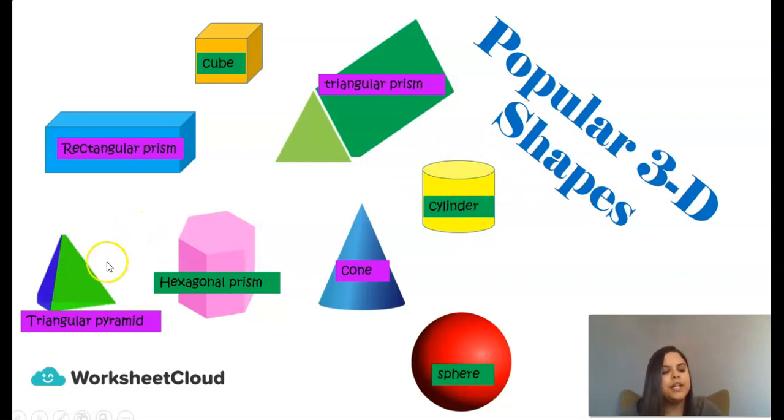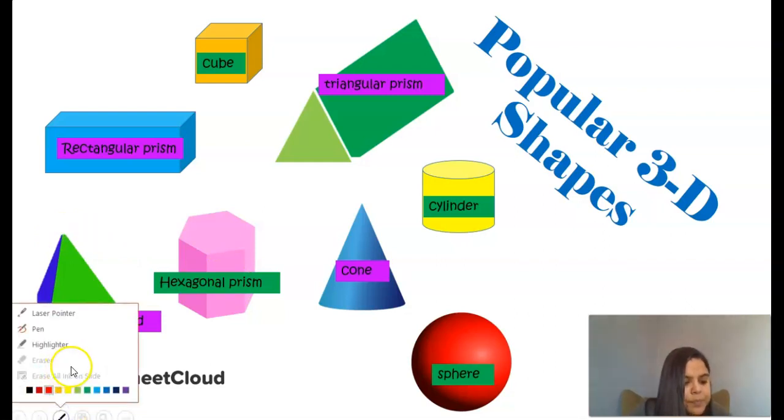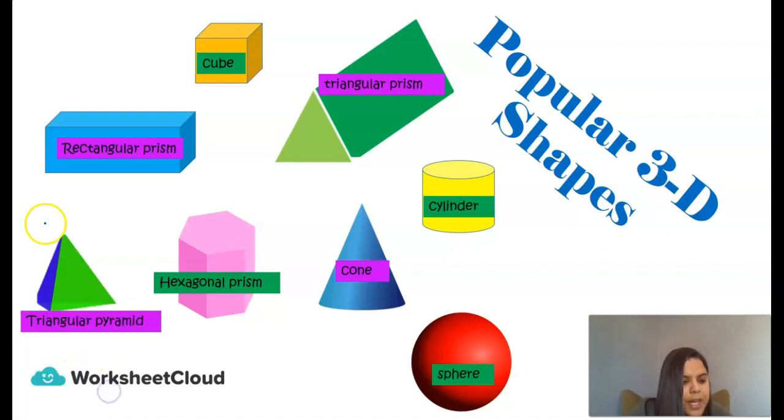So how can we tell the difference between a pyramid and a prism? Well, on the top over here, a pyramid ends at one point. Okay, so even though the base is a triangle, as it lifts up, it all meets at that one point over there like a pyramid. Whereas you can see a prism does not do that.